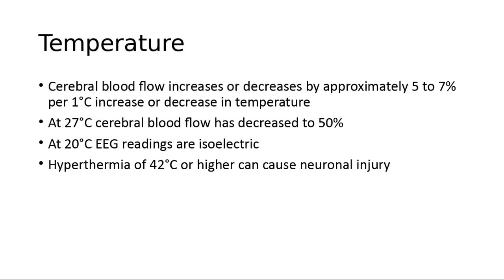At 27 degrees Celsius, cerebral blood flow is decreased to approximately 50%. And at 20 degrees Celsius, EEG readings are isoelectric. Hyperthermia, as we know, can cause neuronal injury as well at temperatures higher than 42 degrees Celsius.